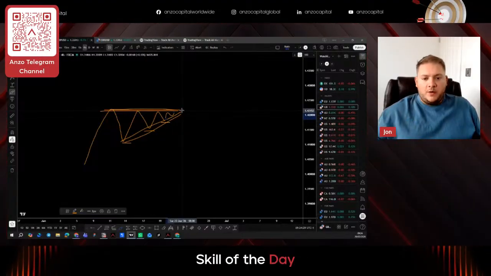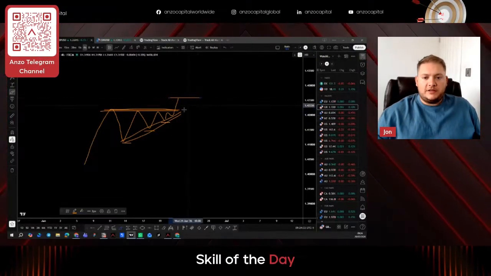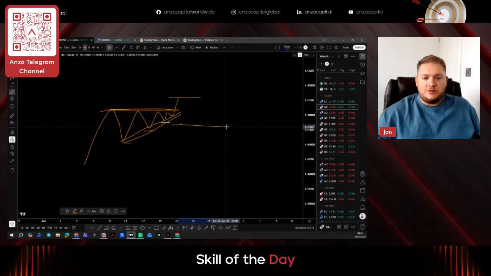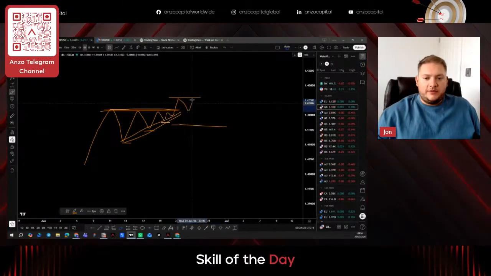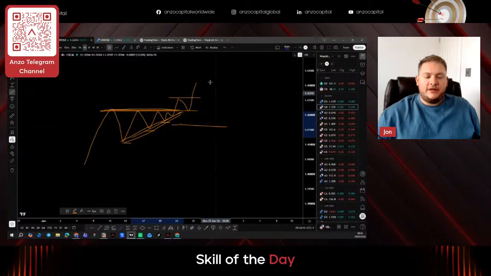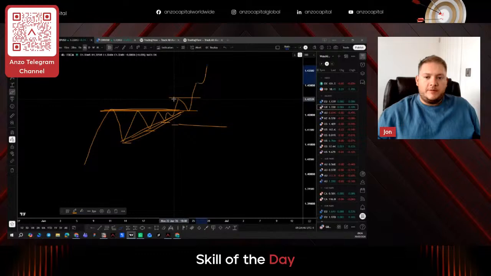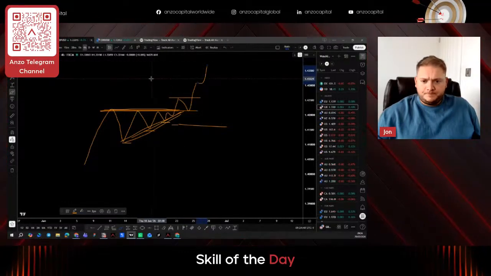Now, the way I like to trade this is that if price breaks out, we can look for a first entry, and then the stop goes below the latest swing low. A second entry can be on the retest of that breakout area, and then we can look for a tighter stop loss with a potential for the market to break higher.